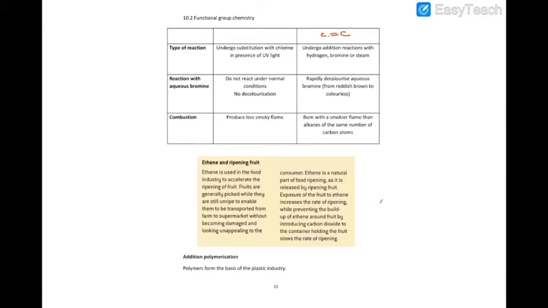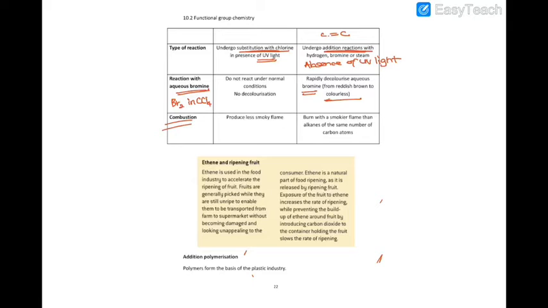Alkanes will tend to undergo substitution reaction with halogens in the presence of UV light, while alkenes will undergo addition reaction with halogens, and it does not require UV light. With aqueous bromine, that is bromine water, or you could also use bromine in CCl4 solvent, with alkanes there's not going to be any reaction if it occurs in the dark, but with alkenes you're going to have decolorization from reddish brown to colorless.